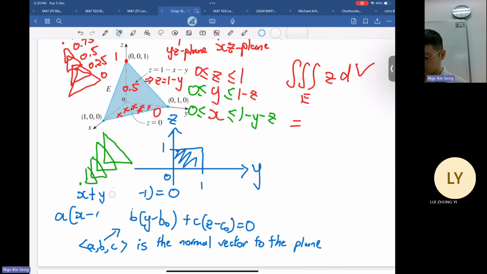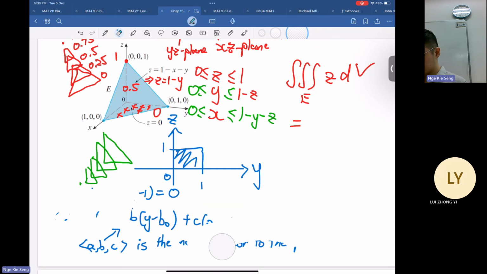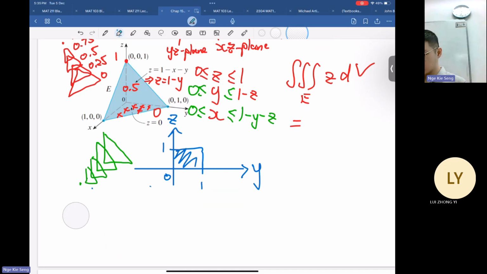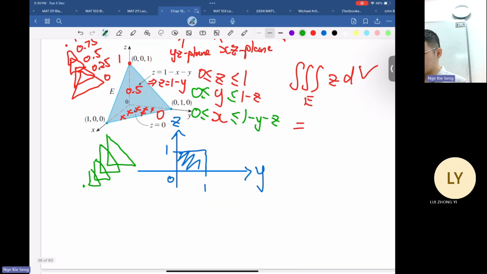So let me throw this. Let's do an experiment. This is very important, this imagination for this chapter. Otherwise, you don't know how to change your variable. Okay. Let's determine a different set of values. So how about this?